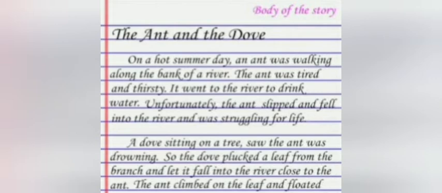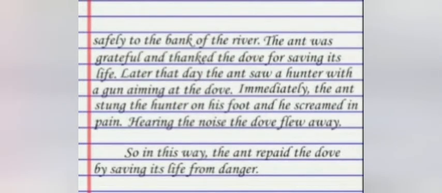So the dove plucked a leaf from the branch and let it fall into the river close to the ant. The ant climbed on the leaf and floated safely to the bank of the river. The ant was grateful and thanked the dove for saving its life.